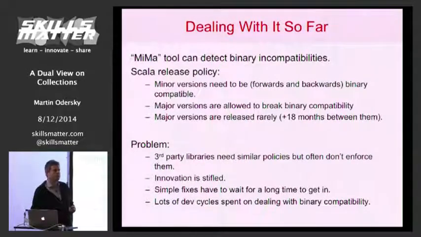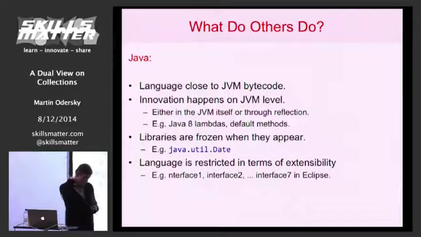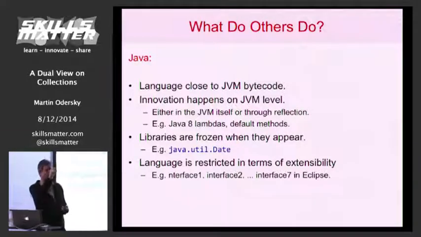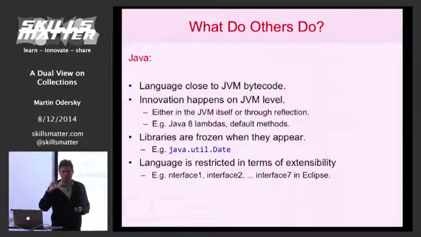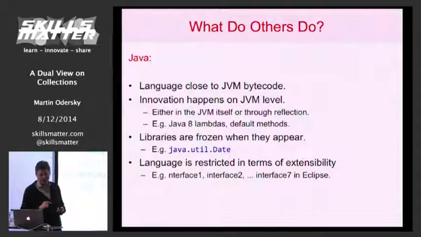Well, maybe we should look at what the others do. Because it seems that this problem is more pronounced for Scala than in any other community. You could argue it's actually a Scala-specific problem. So what does Java do? Well, in Java, the language is very close to the JVM bytecode. The translation from the compiler to the bytecode is pretty clear and pretty standard, not much happening there.